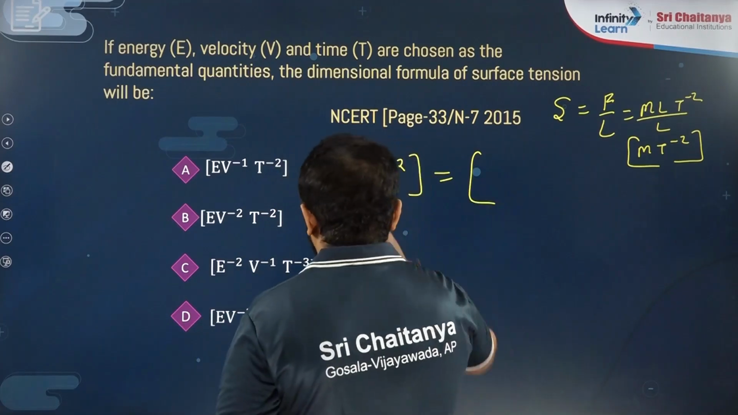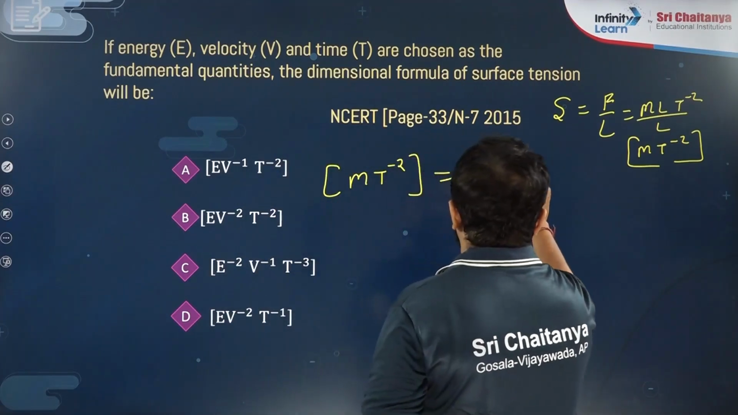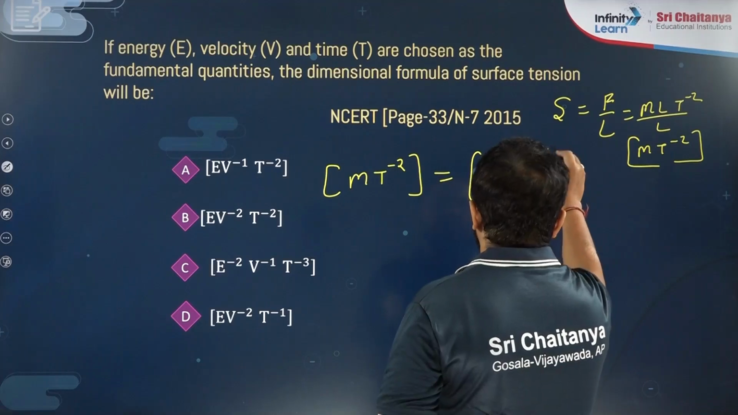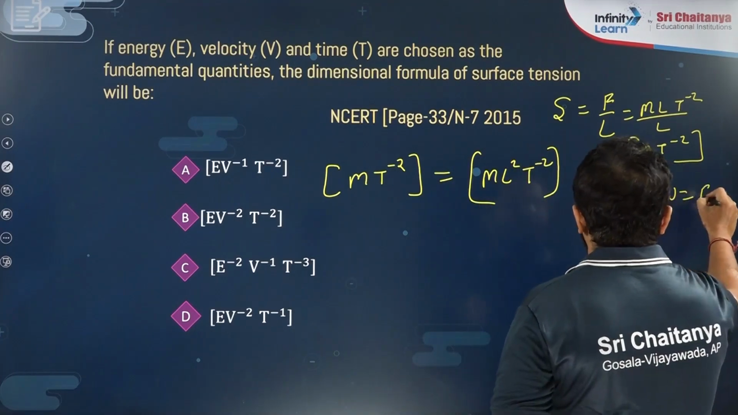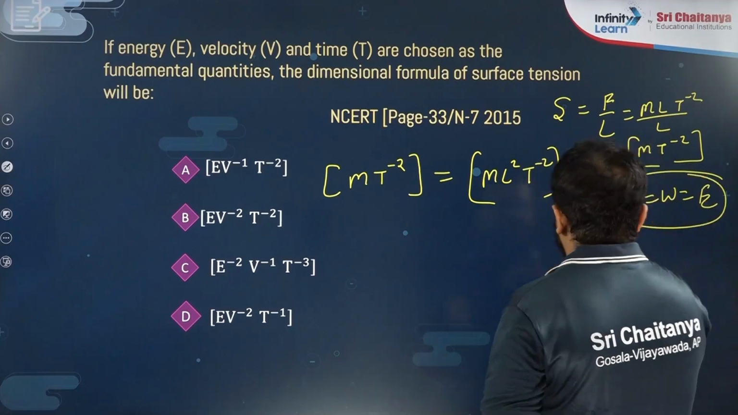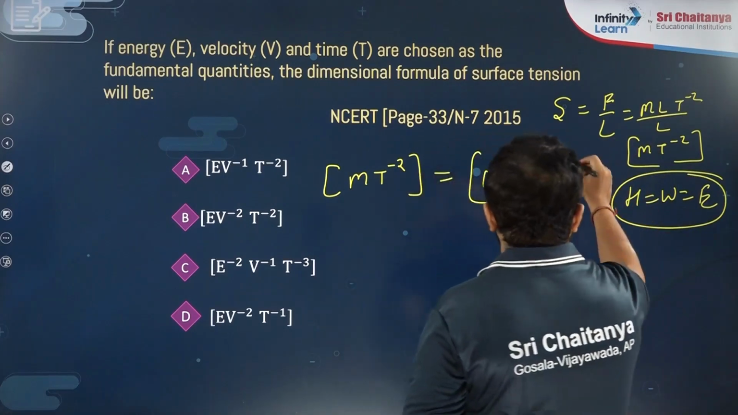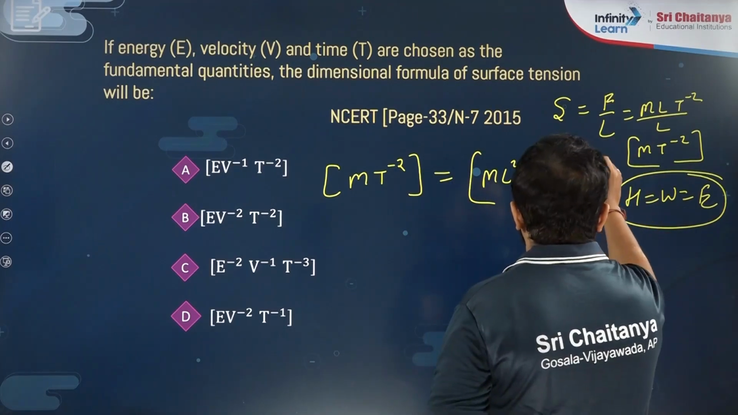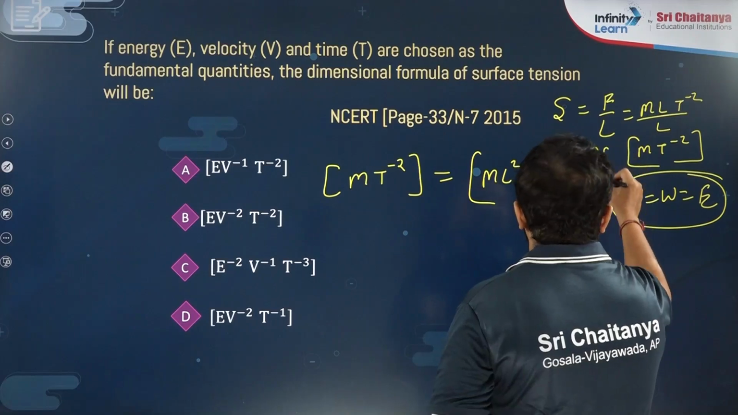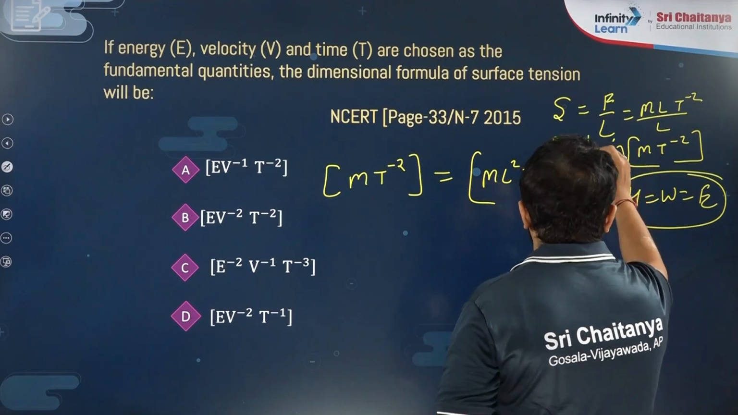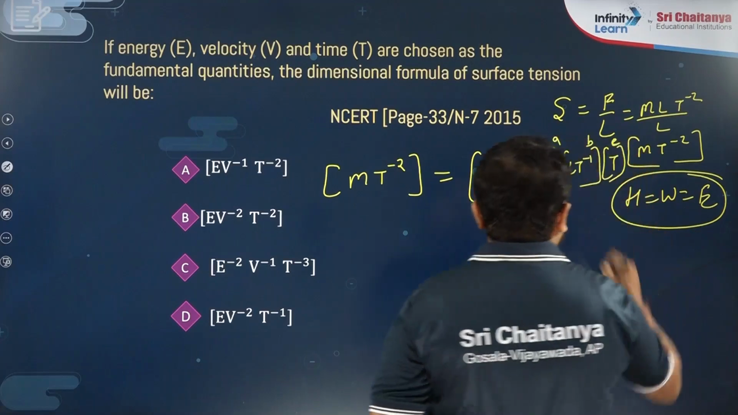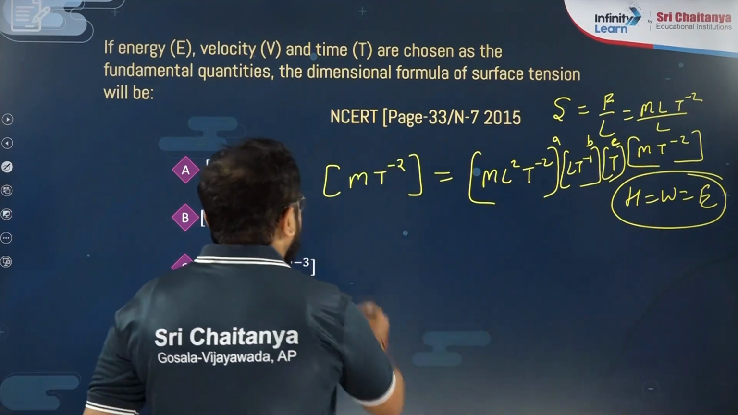Now, see the energy. What is the dimension of energy? ML^2T^-2. See, heat produced, work done and energy, they will all have the same dimension. Then velocity, what will be velocity? LT^-1. What will be time? T will be time. This will be your A, this will be your B, this will be your C. Is it clear? So check it out.